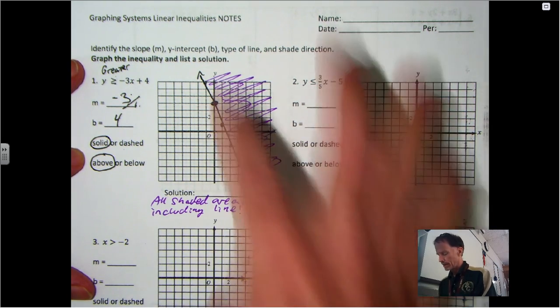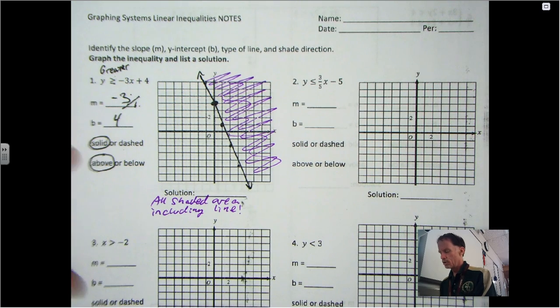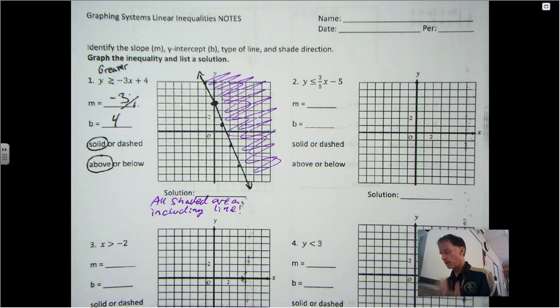As we get into this, we're going to be graphing 2 or even 3 inequalities to see whether the shading areas overlap. But that's the basics of graphing an inequality.